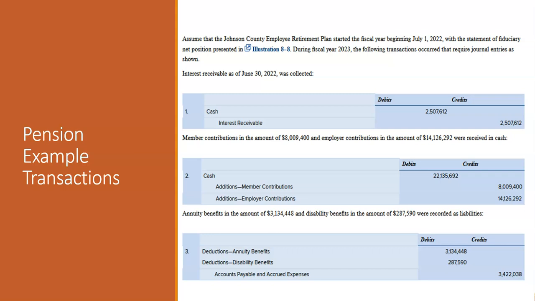These are some examples of the journal entries for an employee retirement plan. We have interest receivable, and then we have member contributions and employer contributions. Often in retirement plans, there's both an employee contribution and an employer contribution, and that gets defined as to how much is which.